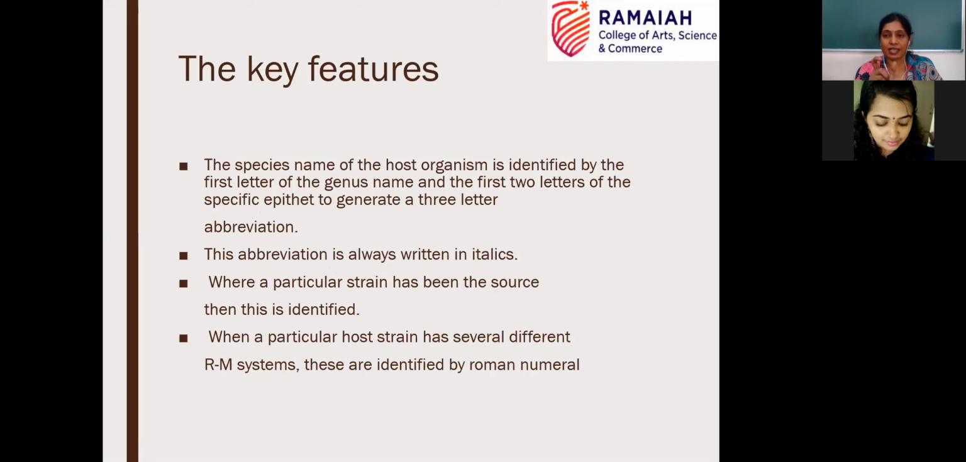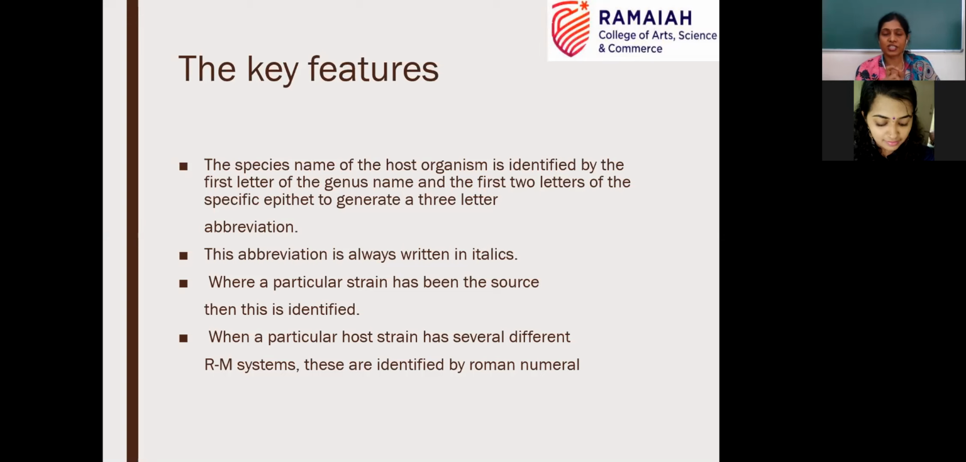If you take the restriction enzyme name, the first letter indicates the first letter of the genus name of the host organism, or the source organism from which the enzyme had been isolated. The second two letters are taken from the first two letters of the species name of the source organism. I hope you are able to follow. The first three letters of the restriction enzyme: the first letter is the first letter of the genus name of the host organism, and the second two letters are from the first two letters of the species name of the source organism.